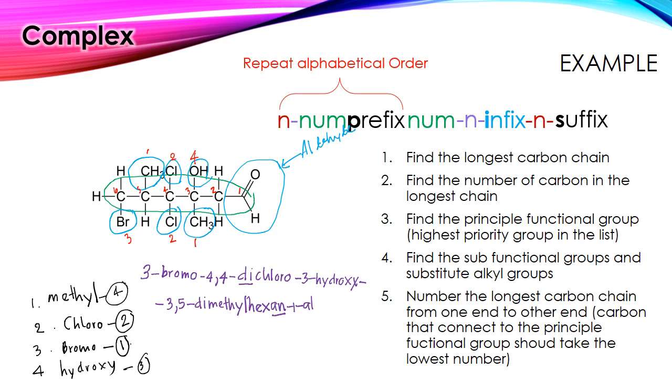Therefore, again I will write down the name of this compound: 3-bromo-4,4-dichloro-3-hydroxy-3,5-dimethylhexanal. That is the name of this compound. Now I think you can write the name of any compound by following these steps.